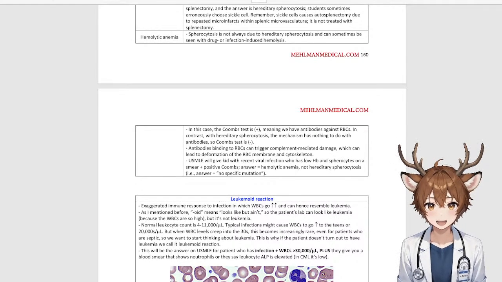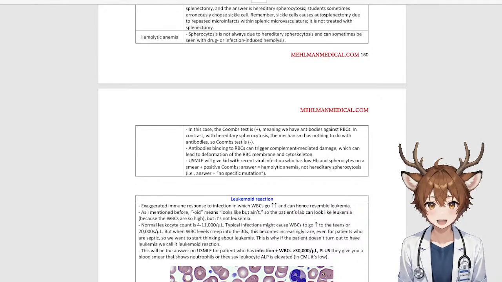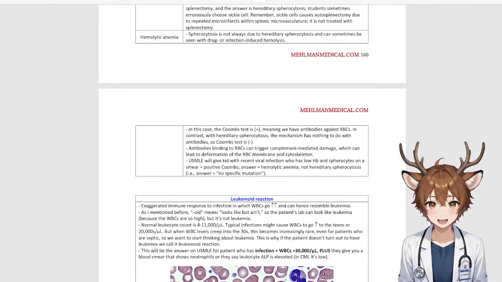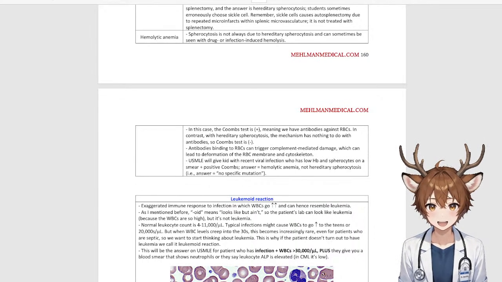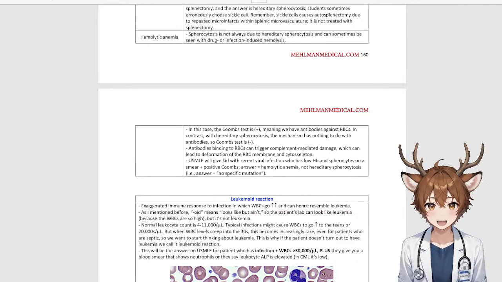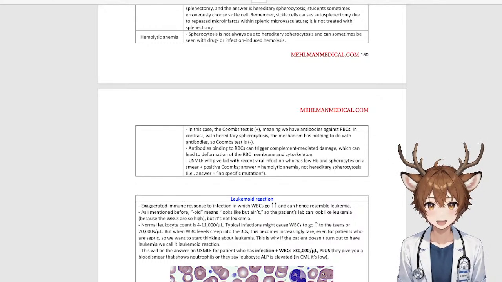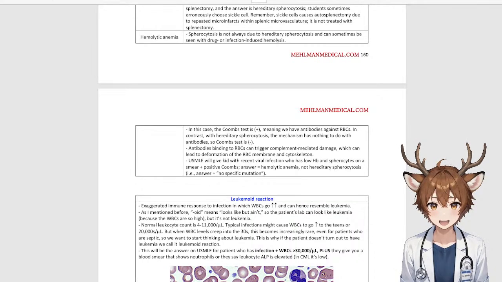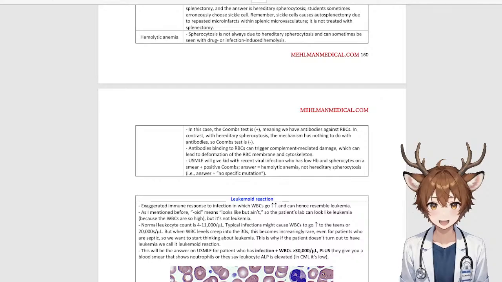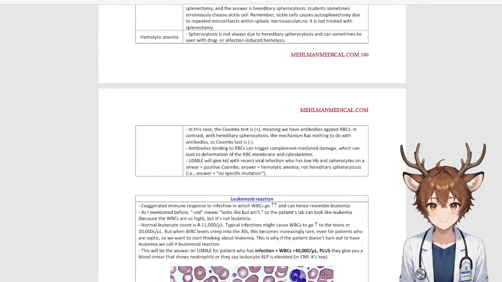Hemolytic anemia. Spherocytosis is not always due to hereditary spherocytosis and can sometimes be seen with a drug or infection-induced hemolysis. In this case, the Coombs test is positive, meaning we have antibodies against RBCs. In contrast, with hereditary spherocytosis, the mechanism has nothing to do with antibodies, so the Coombs test is negative. Antibodies binding to RBCs can trigger complement-mediated damage, which can lead to deformation of the RBC membrane and cytoskeleton. USMLE will give a kid with a recent viral infection who has a low hemoglobin and spherocytosis on a smear, plus a positive Coombs test. The answer should be hemolytic anemia, not hereditary spherocytosis. The answer is no specific mutation.